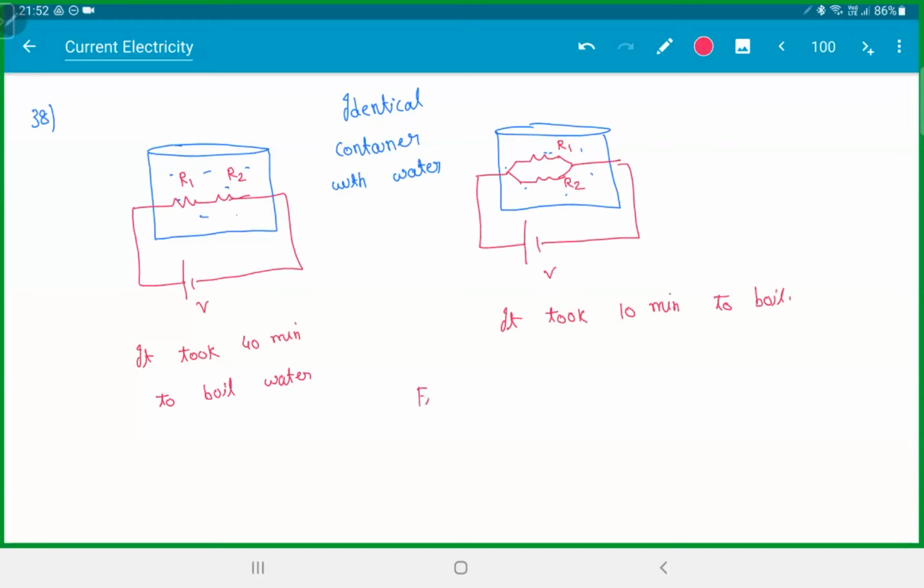Find R1 by R2. So you have two identical containers of water. Everything is same. Only thing is one is in series and one is in parallel. So when you took these two resistors R1 and R2 in series, it took 40 minutes. When you kept them in parallel, it took 10 minutes. Find the ratio of R1 by R2.